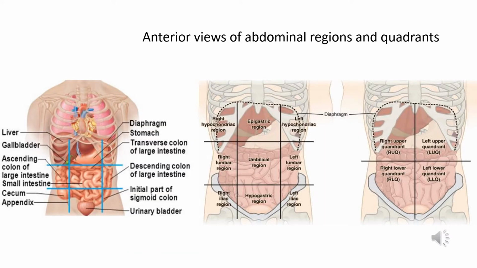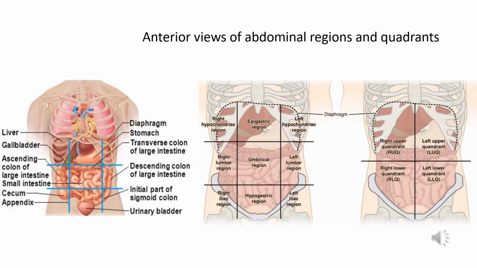Abdomen is divided into 9 regions. This includes right and left hypochondriac, epigastric, umbilical, right and left lumbar, right and left iliac fossa, and hypogastric or suprapubic regions. You can also divide the abdomen into 4 quadrants.